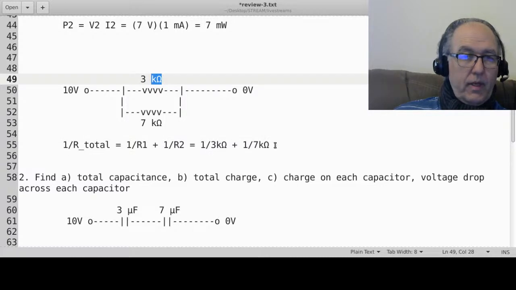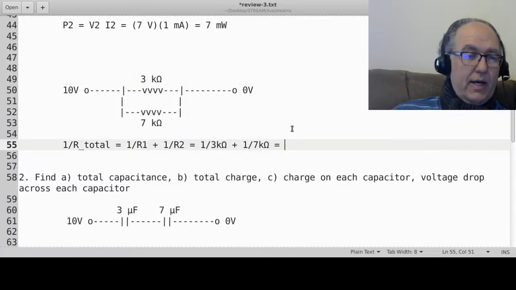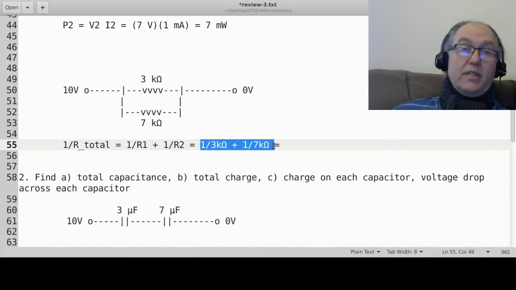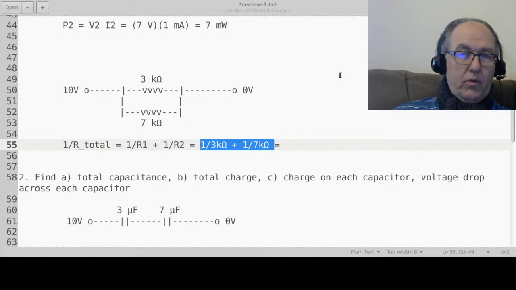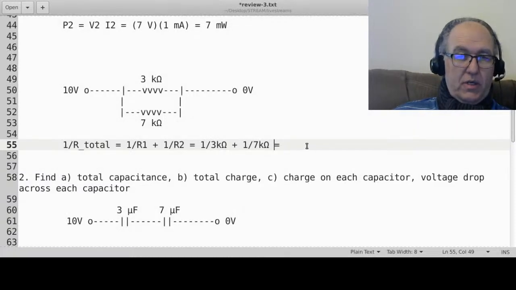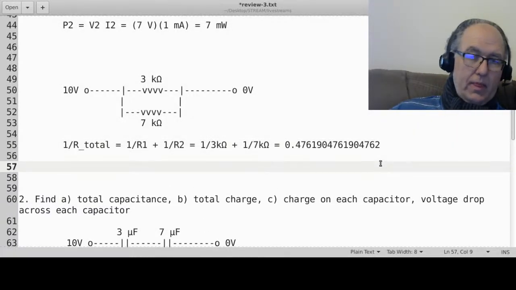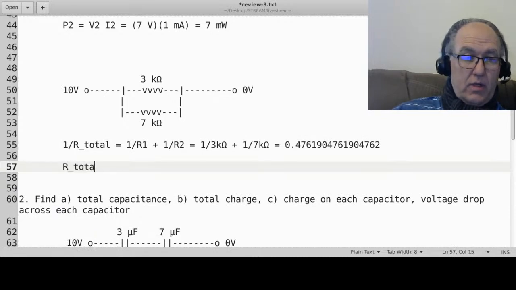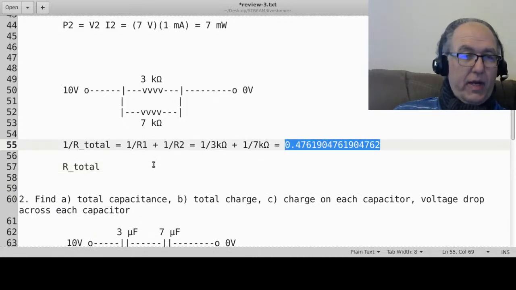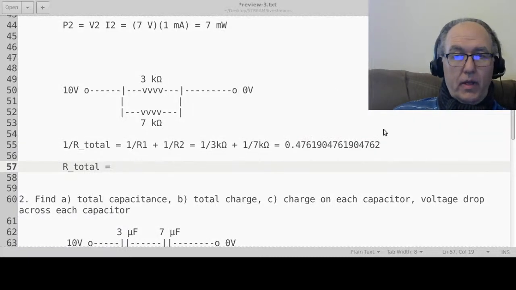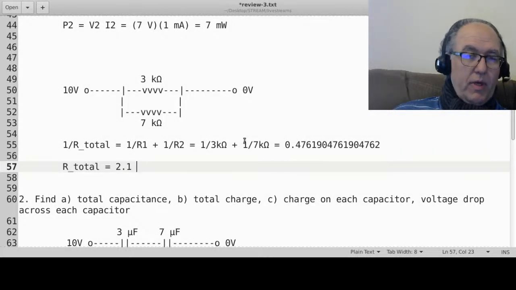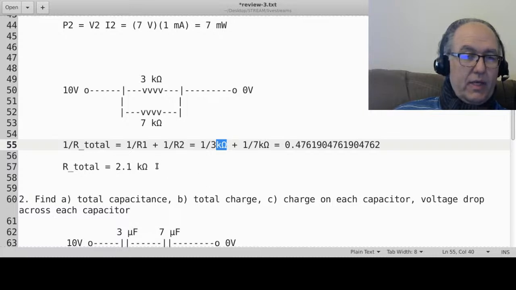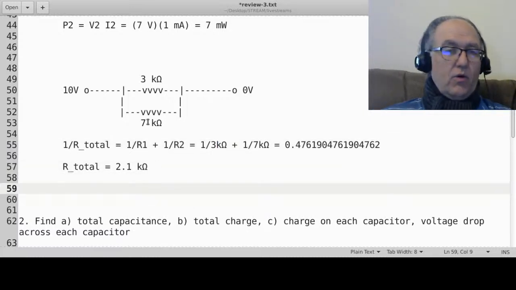And that isn't our total. That's the reciprocal of our total. Let me work out what that is. So it's 3 plus 7 reciprocal. So this number here, I'll give you a lot of digits. And then to get our total, you take the reciprocal of this number right here, and that will equal 2.1. There you go, 2.1. And since we worked in kilo ohms, the answer is in kilo ohms. And that's the total resistance.